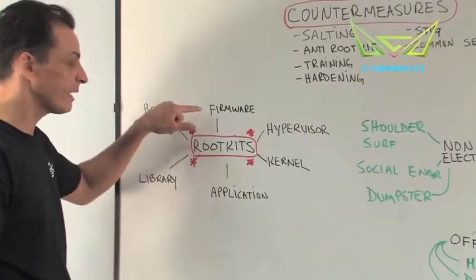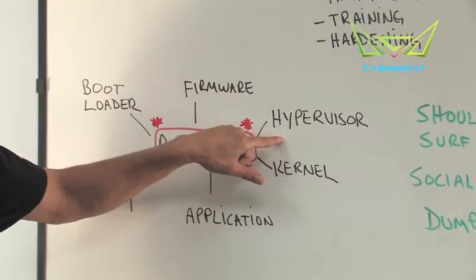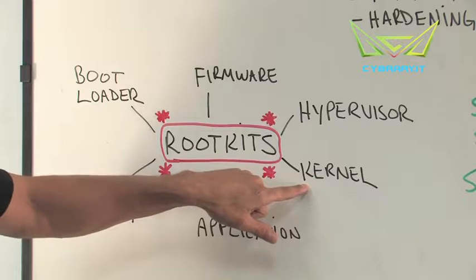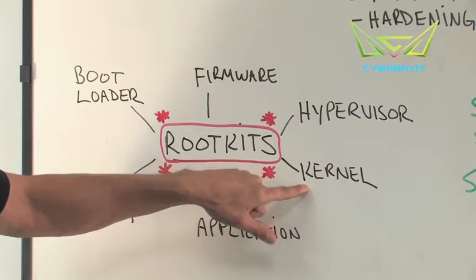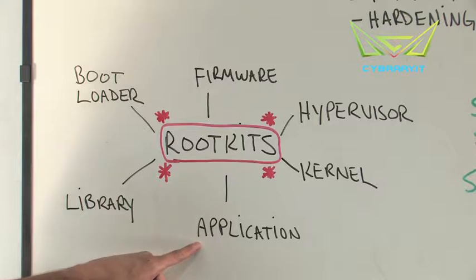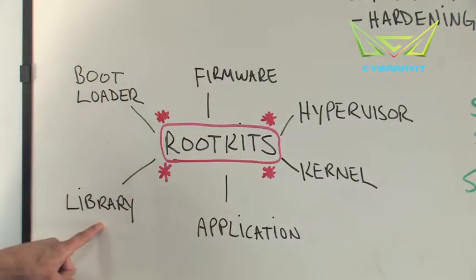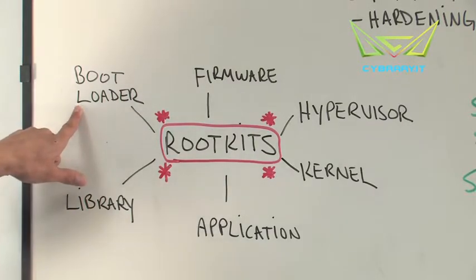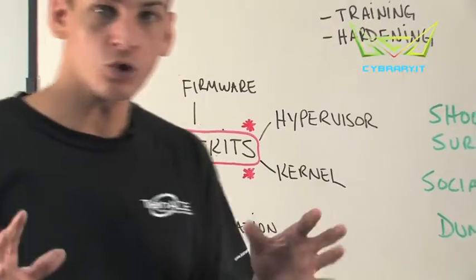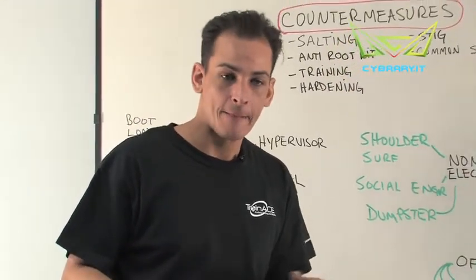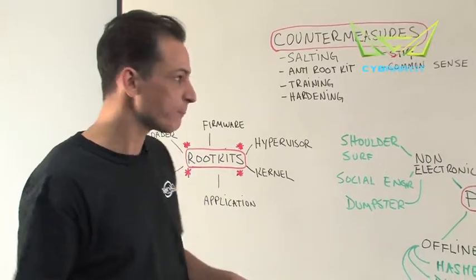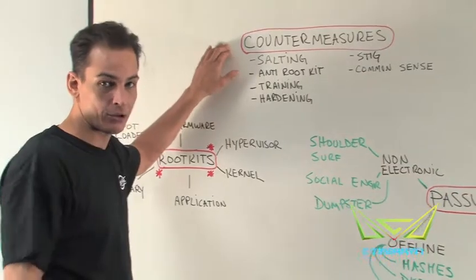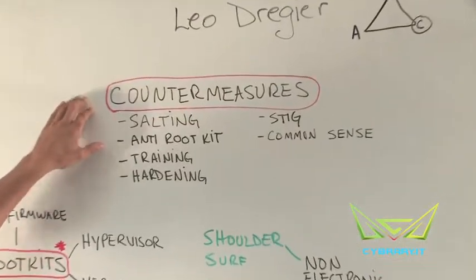So rootkits: being able to create a firmware rootkit or a hypervisor rootkit for virtual machine software, or inserting a kernel-level rootkit into the operating system of Microsoft or Linux or something like that. Application layer rootkits, library rootkits for application programming languages, or even bootloader rootkits. Right? So the whole subject matter of system hacking could take years and years and years to master, and we can have that time if we need it. But let's look at the common countermeasures that are put in place, and then we'll wrap this up.